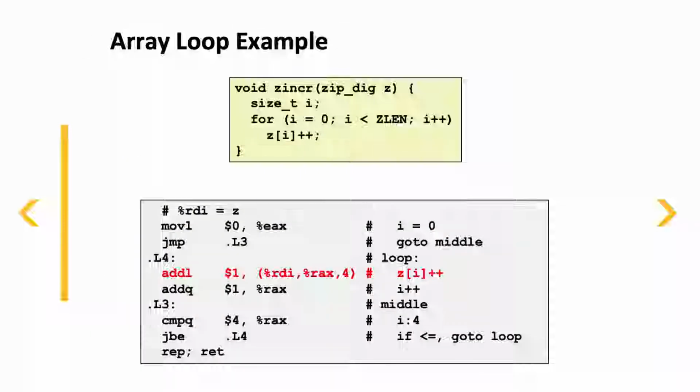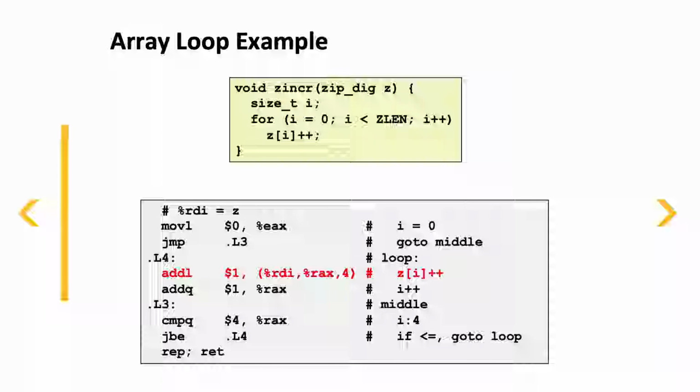Now, looping through an array is also pretty simple. I mean, it looks a little scary, but machine code often does. But we'll go through, we'll take a look at this line by line, and you'll see that this is a pretty simple thing. So our C code is just going to have a little function here that just increments every element of whatever array we pass it.